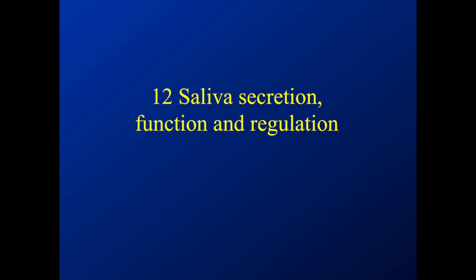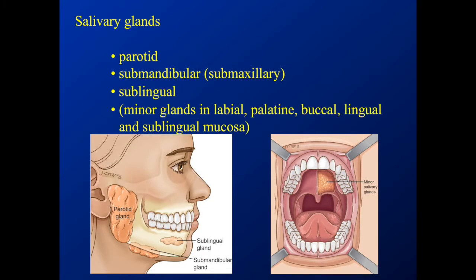So for our first local event in the GI tract, looking at secretions, we're going to talk about saliva secretion, its function, and its regulation. Saliva comes from a number of glands that are located in and around the mouth.